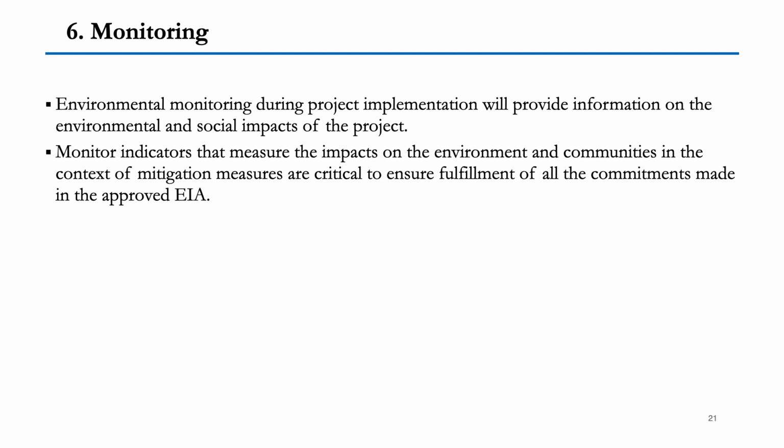in physical form. So it monitors indicators that measure the impact on the environment and communities in the context of mitigation measures, which are critical to ensure fulfillment of the commitments made in the approved EIA. So EIA was approved, that's very clear. That's why the project is being implemented. But whether the approved EIA is being implemented on the ground or not, that has to be taken care of by continuous monitoring, and this monitoring takes place when the project is under the implementation stage.